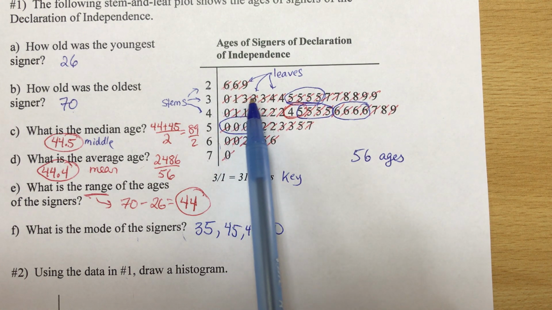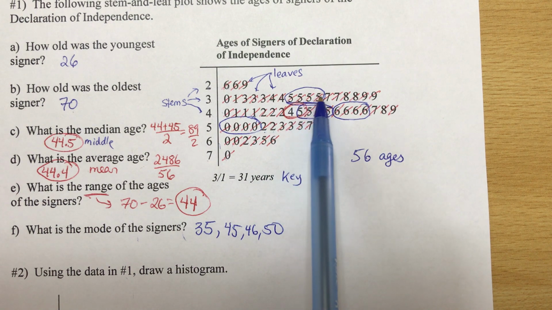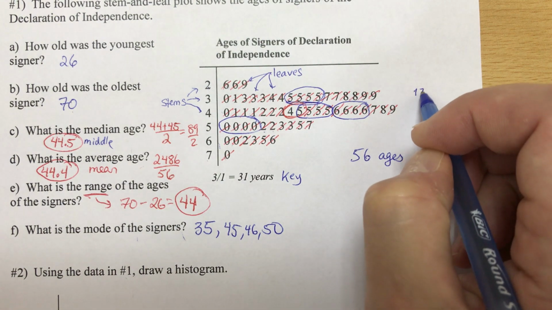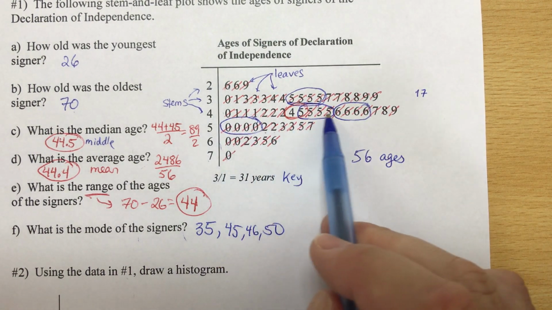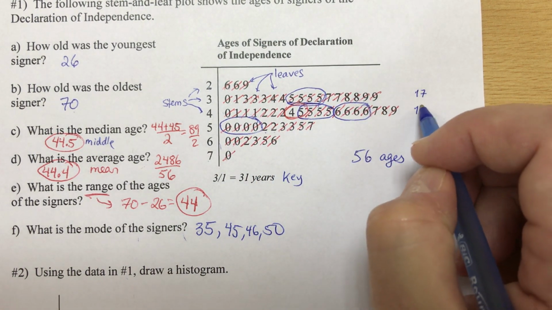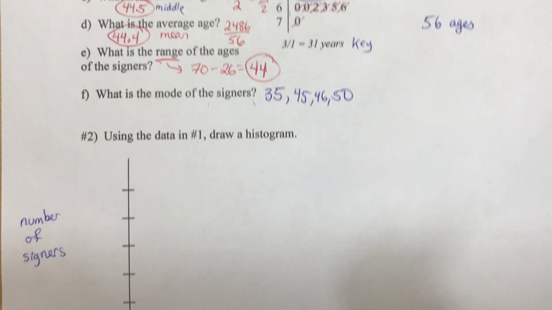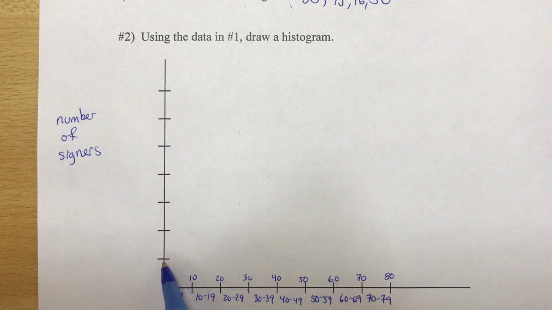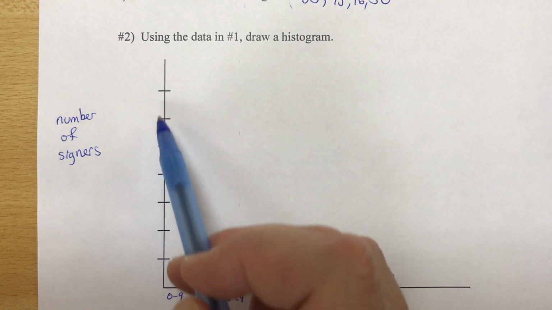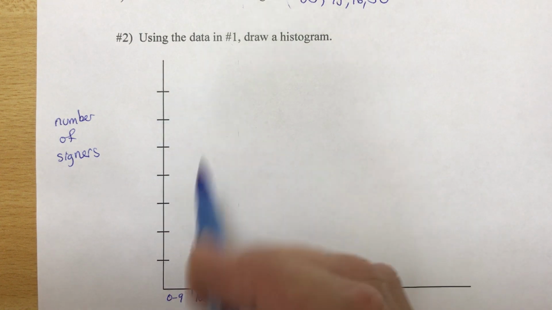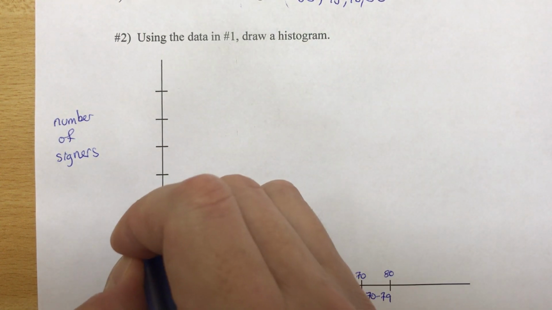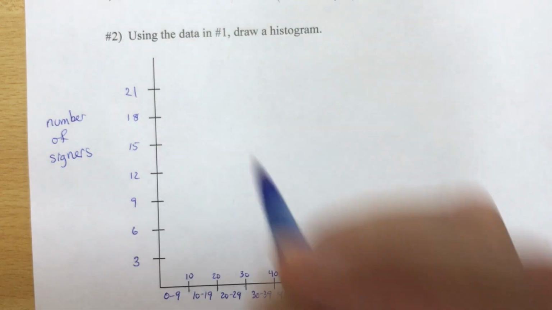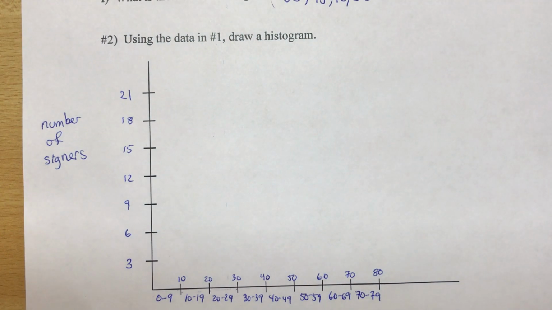Now here, this was 17. So we had 17 signers in their 30s. And then this would be 17, 18. This would be 19. This is the most. So we have to decide how we want to number this. It would be nice to go by 2s, 2, 4, 6, 8, 10, 12, 14, but that's not enough. So let's go by 3s. Okay, and that'll cover everybody that we have.